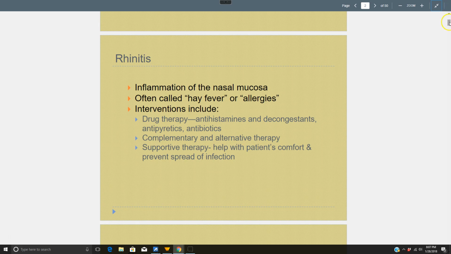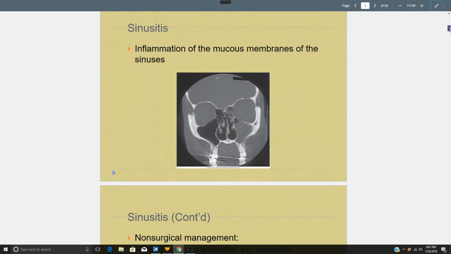The next one is sinusitis, and basically is your patient having inflammation of the mucous membranes of the sinuses. Very common. Sometimes you can see it occurring after someone has an upper respiratory infection.